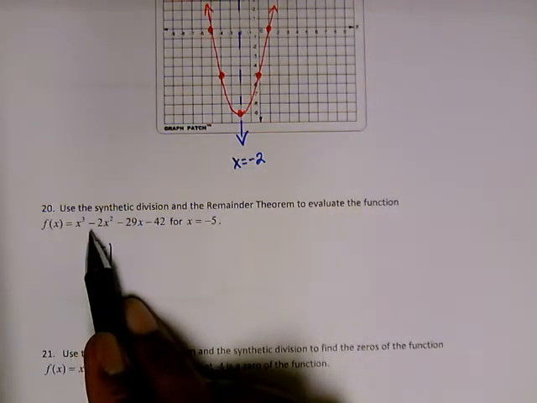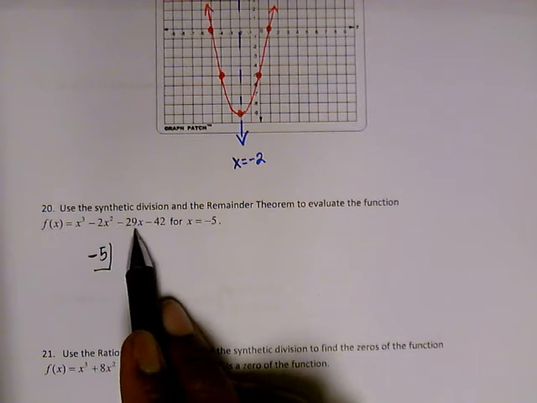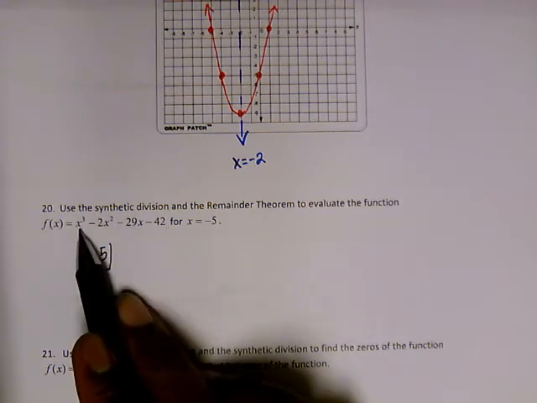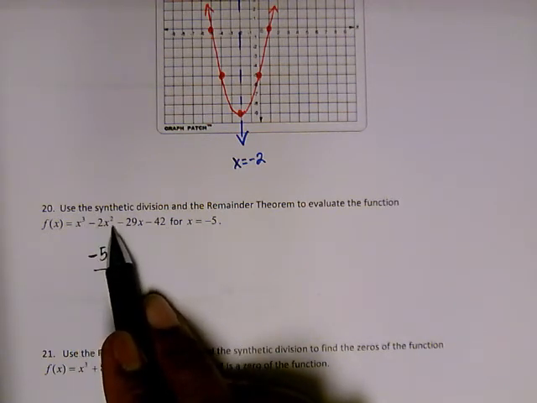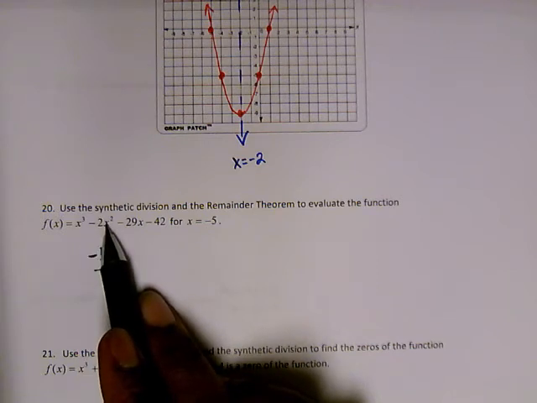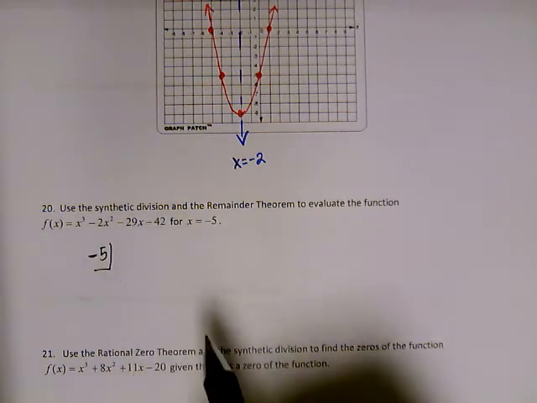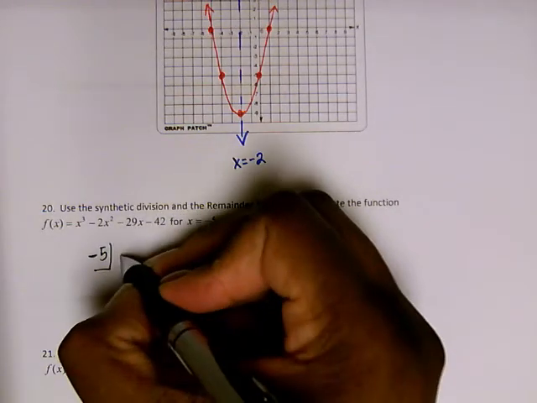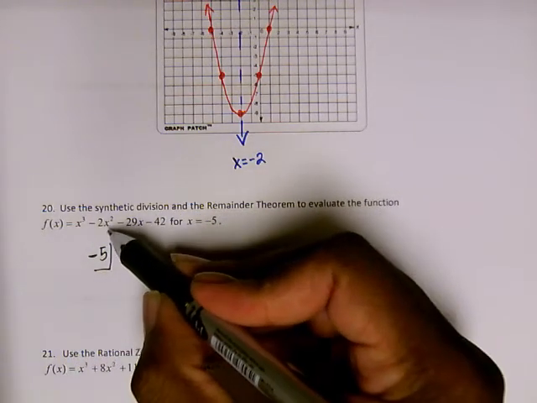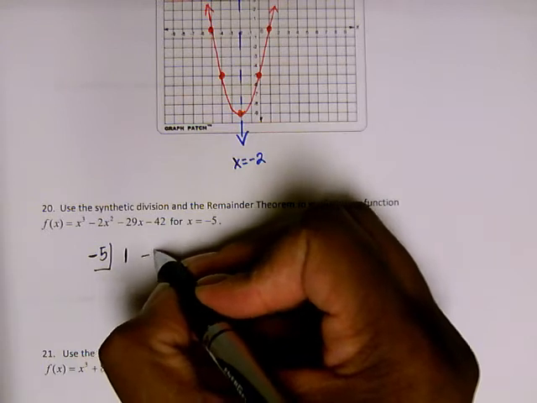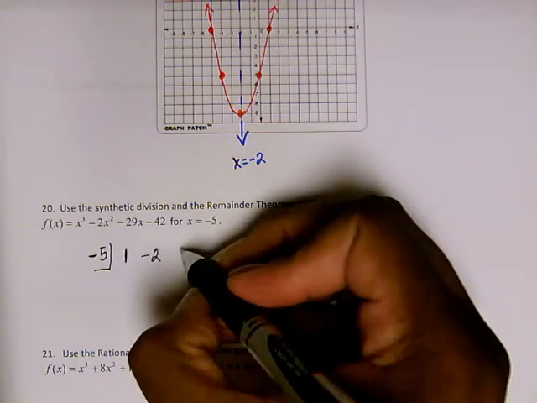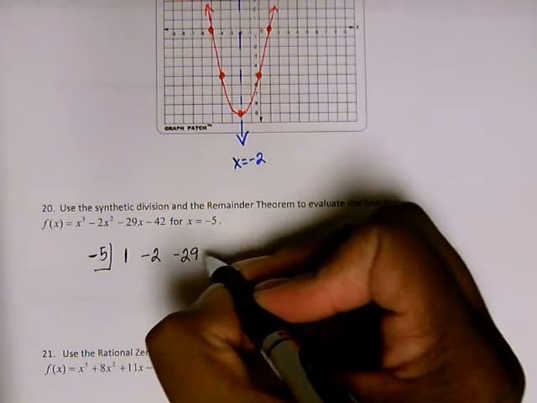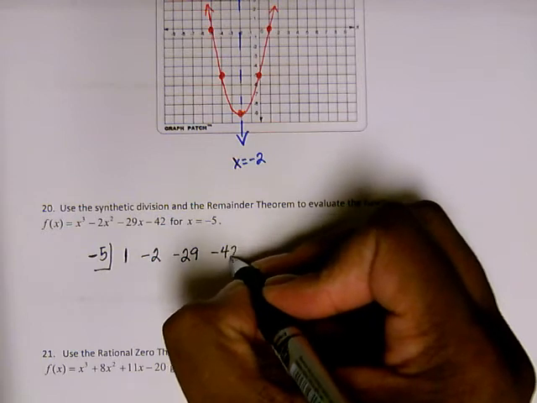Now for the f of x equal x cubed minus 2x squared minus 29x minus 42, notice that there are no missing terms here. We got x cubed, x squared, x, and a constant. So we can write down the numerical coefficients. The coefficient of x cubed is 1. For the x squared, its coefficient is negative 2. For the x, that coefficient is negative 29. And then the constant is negative 42.